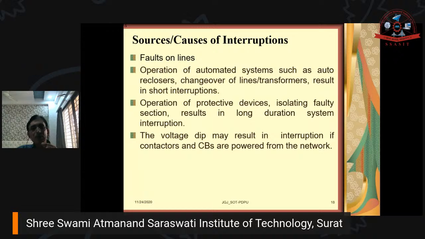Now, the voltage dip may result in interruption if the contactors and the circuit breakers are powered, if they take supply from the network or the system. So, the voltage dip may result in interruption if the contactors and the circuit breakers are powered from the network. These are the various sources or causes of the interruptions.